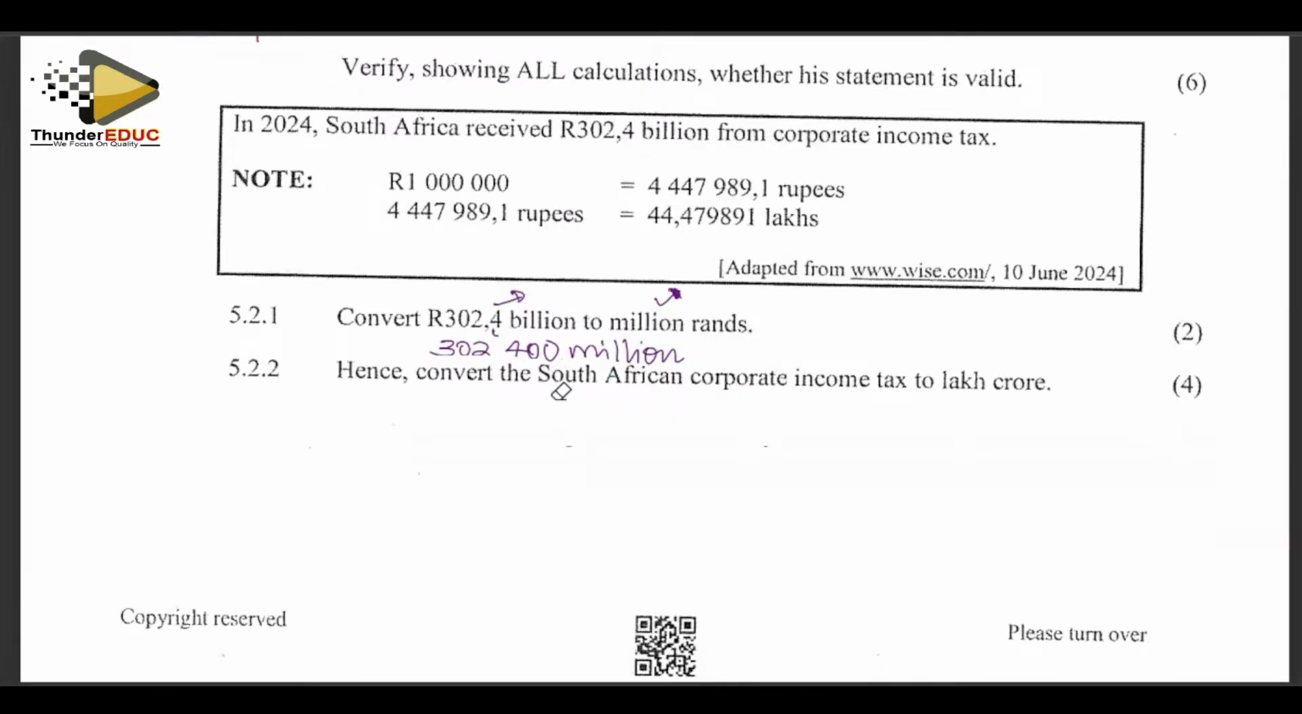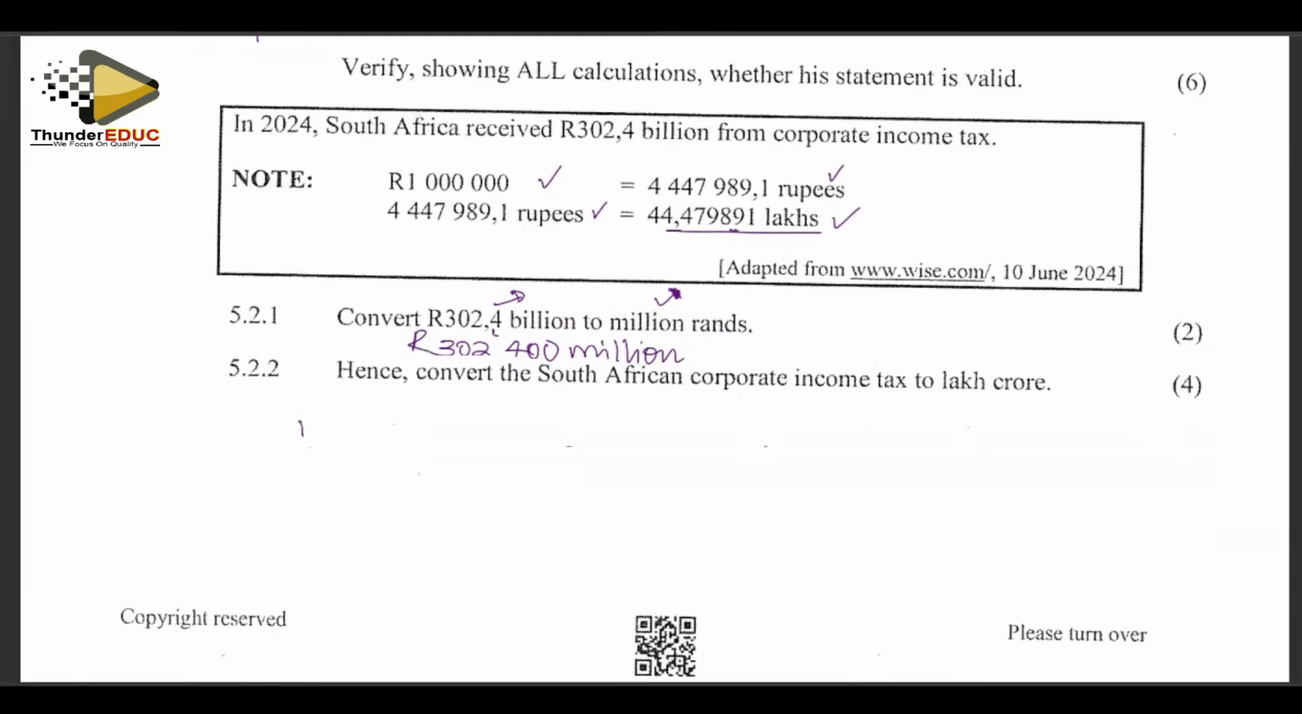Hence, they are telling us to convert the South African corporate income tax to lacquer coal. And now let's see this. Now, you see this. This is a little bit understandable. These are lacquers. These are rupees. You see that? Then these are rupees. These are rands. So then we can continue because the rands we have, they are here.